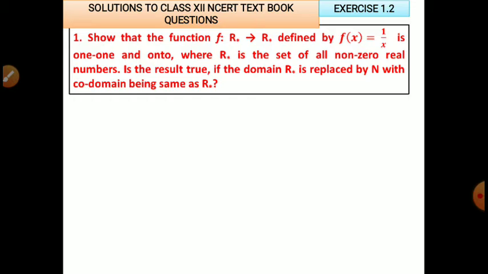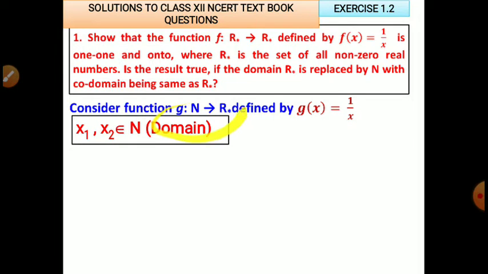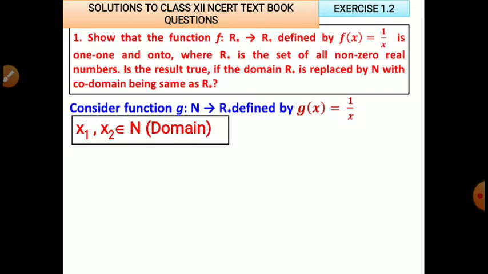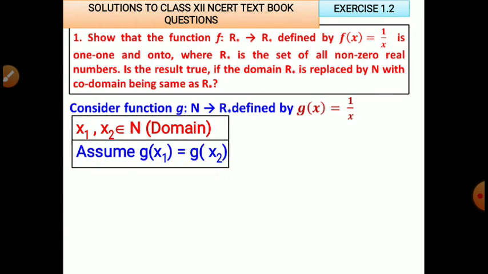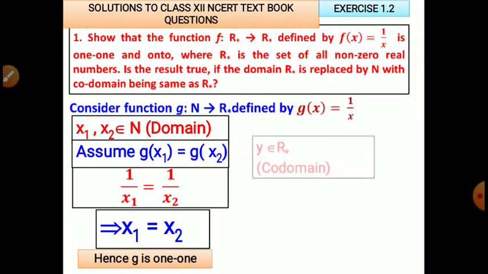Now if R star in the domain is replaced by N, with the codomain still being R star, the new function g from N to R star is given. Let us take x1, x2 belonging to the natural numbers, g of x1 equals g of x2, and x1 equals x2, therefore it is a one-one function.